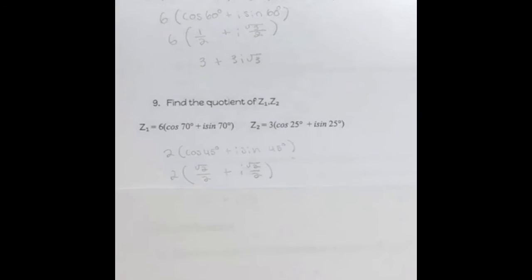Then evaluate cosine of 45 degrees and i sine of 45 degrees. Cosine of 45 degrees is root 2 over 2, and i sine of 45 degrees is i root 2 over 2. Then distribute the 2. 2 times root 2 over 2 is root 2, and 2 times i root 2 over 2 equals i root 2. The final answer is root 2 plus i root 2.